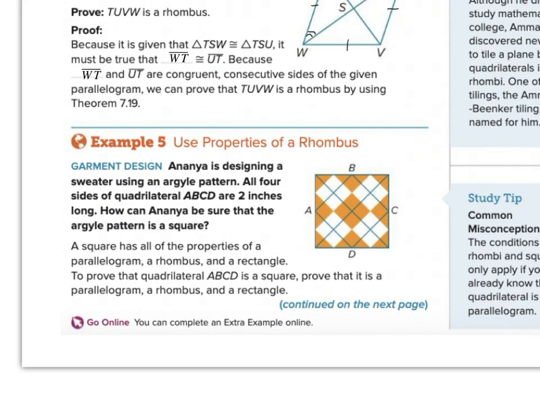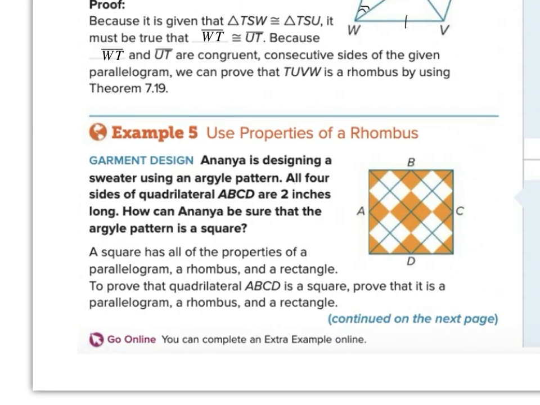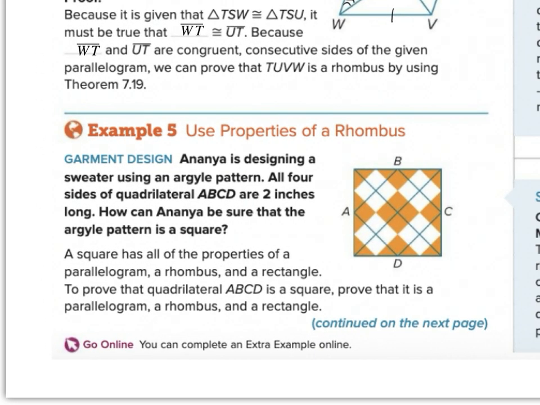Let's see here. Ananya is designing a sweater using an argyle pattern. All four sides of the quadrilateral ABCD are 2 inches long. So 2, 2, 2, 2. How can Ananya be sure that the argyle pattern is a square?